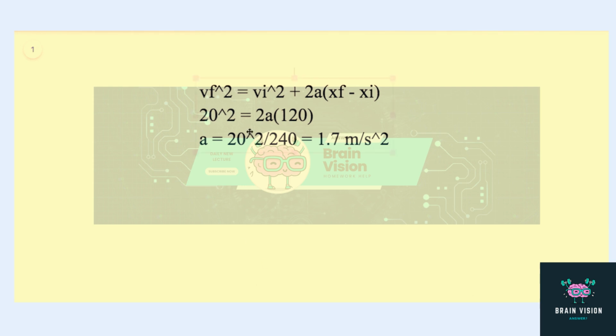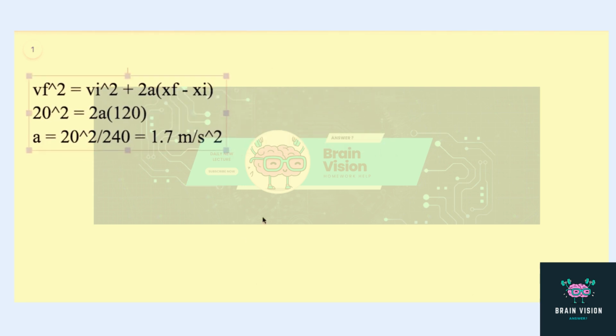For part B, we want to find the time it takes for the car to travel this 120 meters. So now we want to find time, and we know initial and final velocities. Therefore, we want to use the velocity as a function of time equation. v final is equal to the initial velocity plus acceleration times time. We want to find that time, so the time is just the change in velocity divided by a.